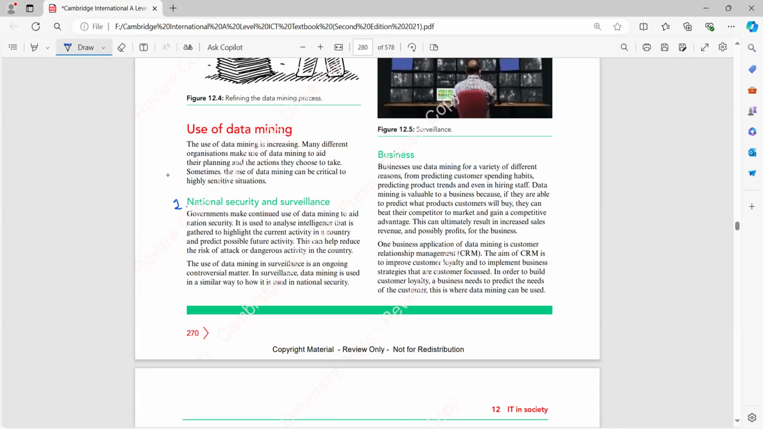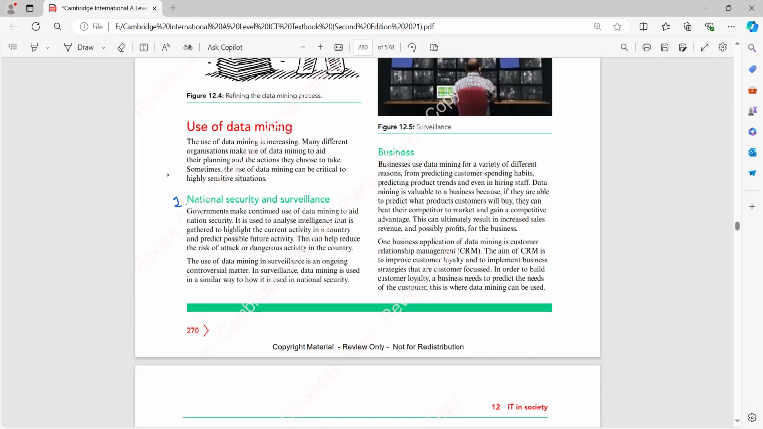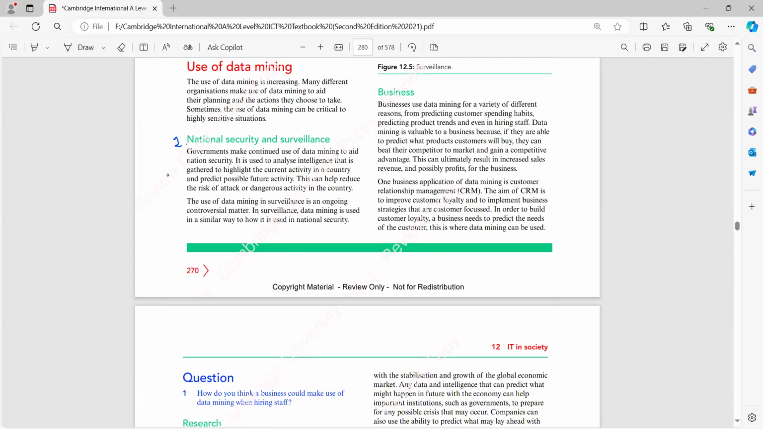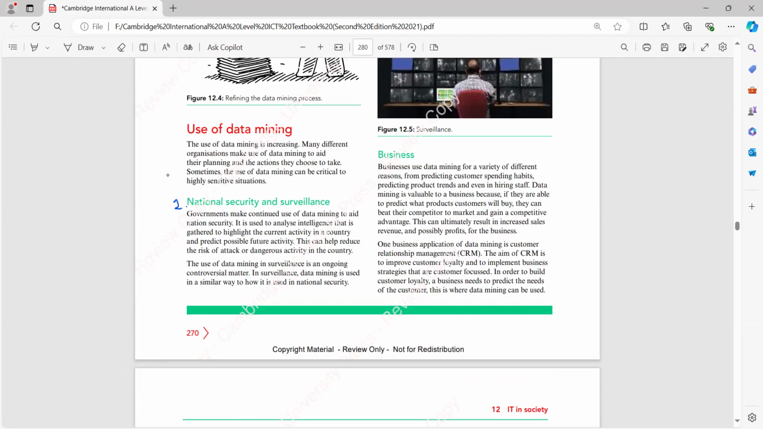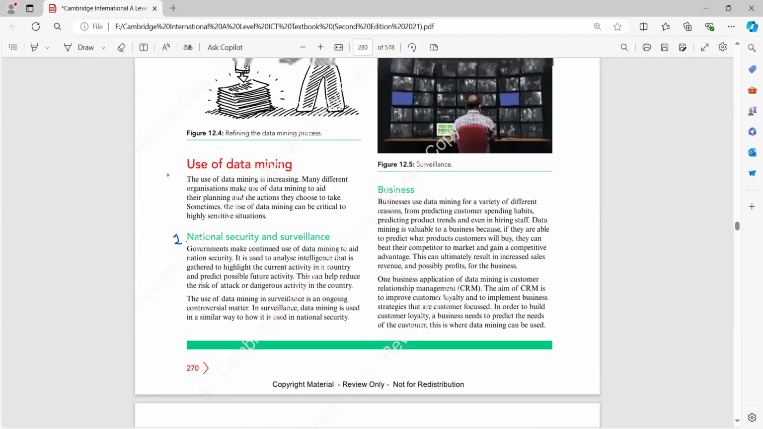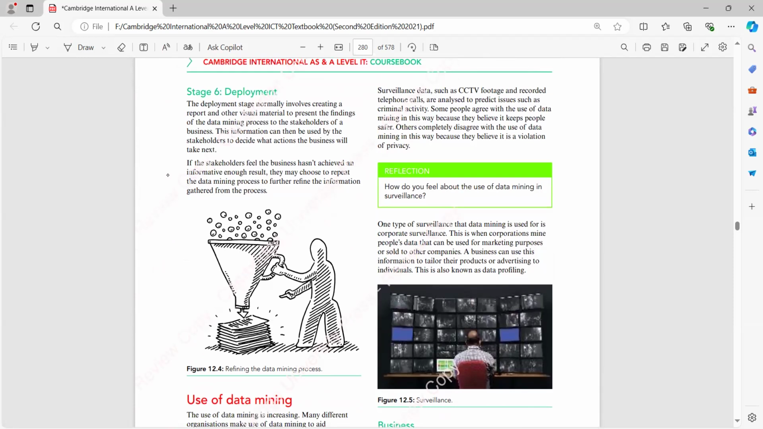What they can do is analyze intelligence reports, analyze terrorist activities, and then gather all this information in one place. They can analyze the trends and predict future activity as well, and that's how it can help reduce the risk of attack or danger in any country. The use of data mining in security surveillance is really important because it is helping reduce terrorism as well.